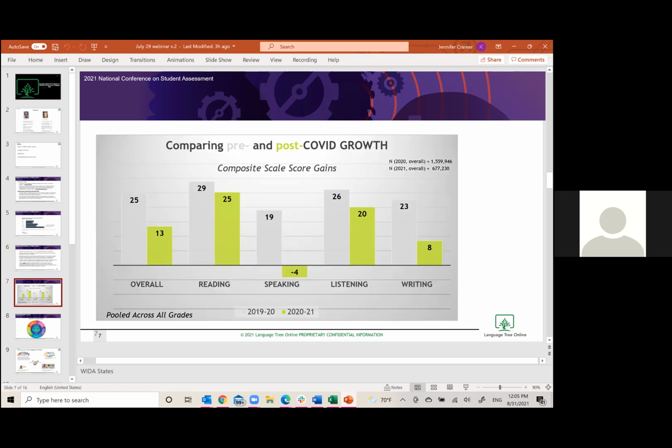So just to sum it up, as we all know, there's 4 domains of learning any language. And this shows what happened in the 2019-2020 school year compared to the 2020-2021 school year. So there was an overall decrease. The 2 domains where it was really impacted were both speaking and writing.